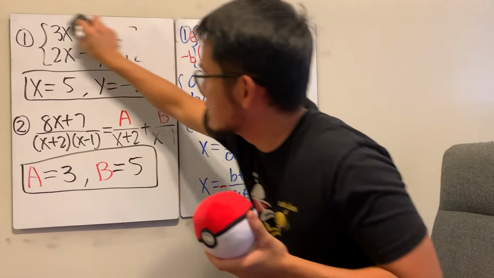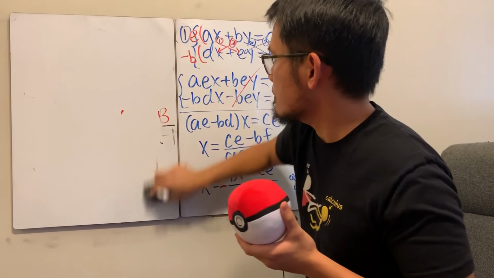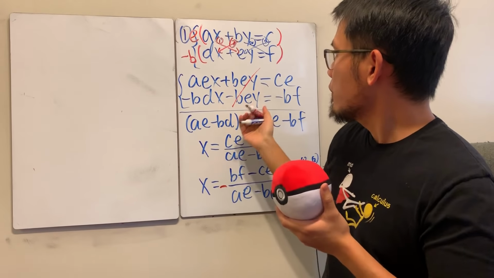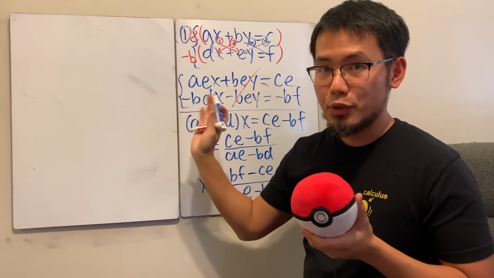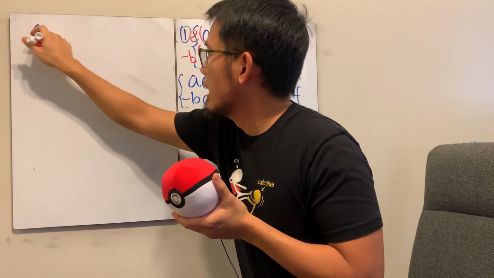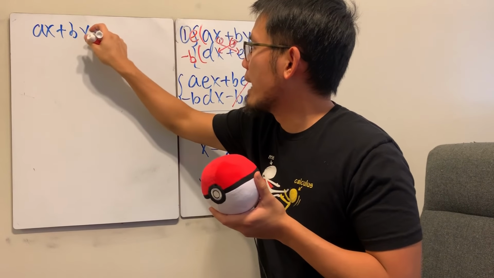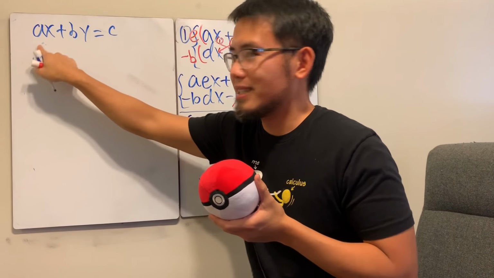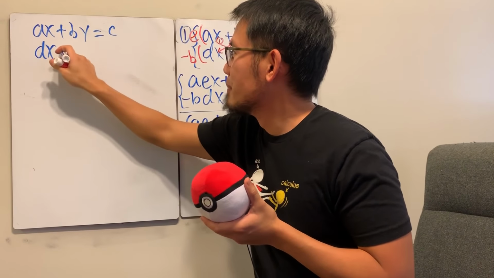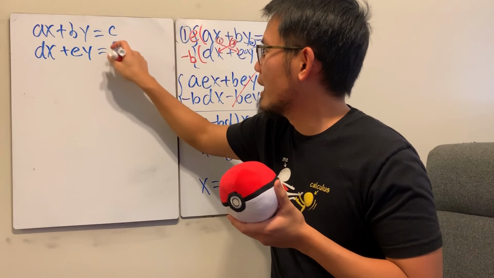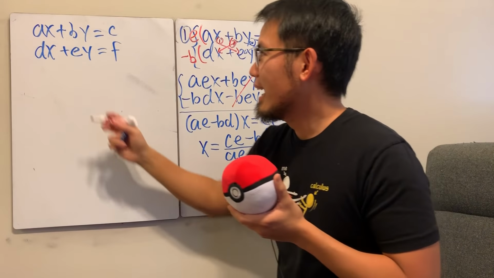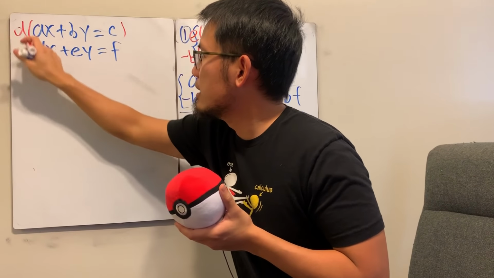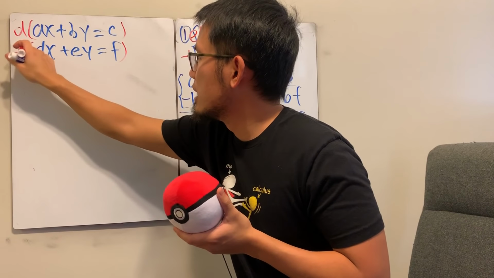All right, and now let's see what if we have y. So for y, same thing. I'm just going to write down the equation again. So we have ax plus by, that's equal to c, and then, man, I don't know my alphabet, dx plus ey, that's equal to f. Well, to solve for y, I'm going to get rid of the x, and to do so, I will multiply this by d, and I will multiply this by negative a.